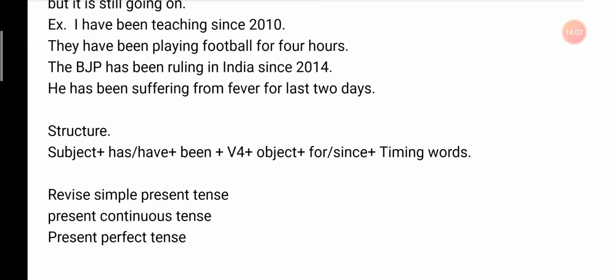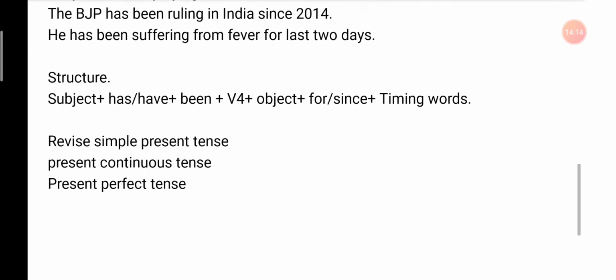The BJP is a party and a singular subject, so we will use has plus been plus verb plus ing plus for or since plus a timing word. Now see the structure of present perfect continuous tense in an affirmative sentence only: subject plus has or have plus been plus verb plus ing plus object, and it is important to write for or since plus a timing word.